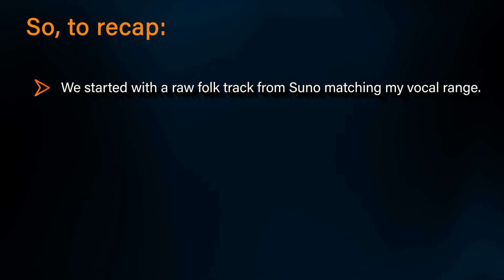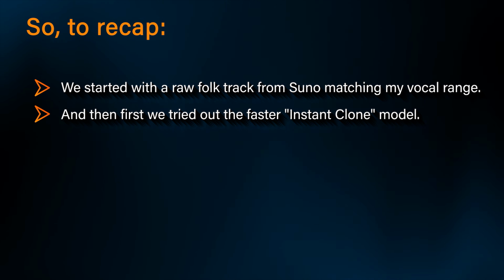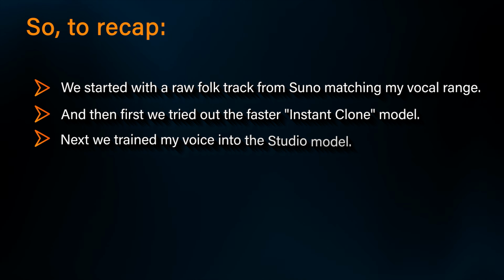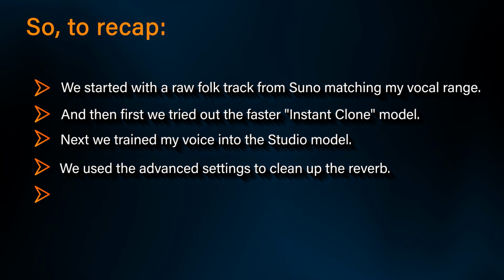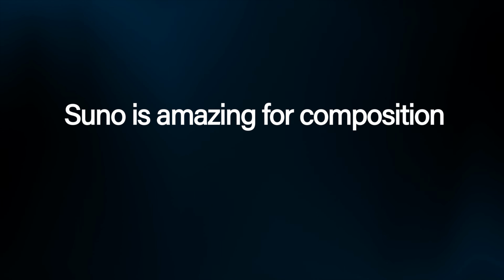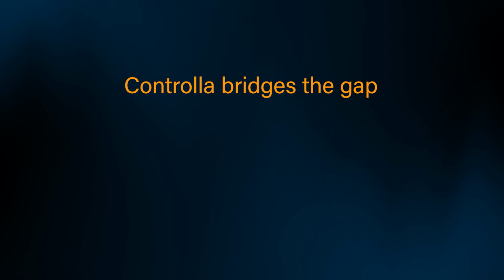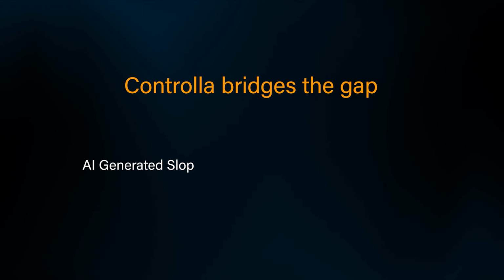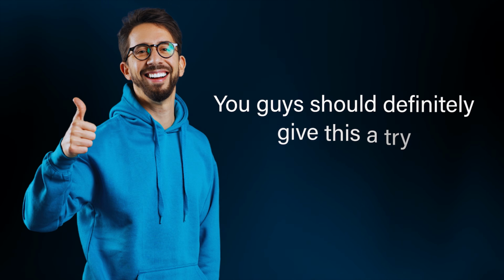So, to recap, we started with a raw folk track from Suno matching my vocal range. And then first we tried out the faster instant clone model. Next, we trained my voice into the studio model. We used the advanced settings to clean up the reverb. And we ended up with a song that actually sounds like us. Suno is amazing for composition, but right now, it lacks that personal touch. This workflow with Controlla bridges that gap. It's not AI-generated slop anymore. It's AI-assisted production.